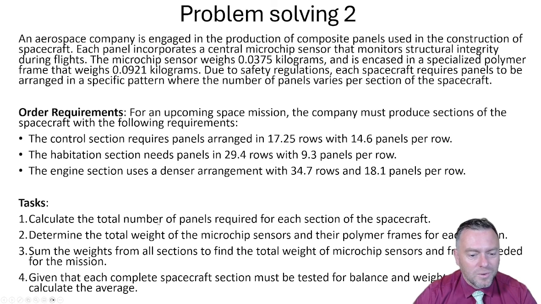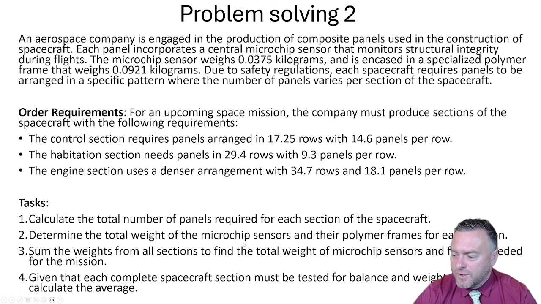Calculate the total number of panels required for each section of the spacecraft, determine the total weight of the microchip sensors and their polymer frames for each section, and then sum the weights from all the sections to find the total weight of the microsensors and frames needed for the mission. Given the complete spacecraft section must be tested for weight and balance distribution, then calculate the average of these sections.